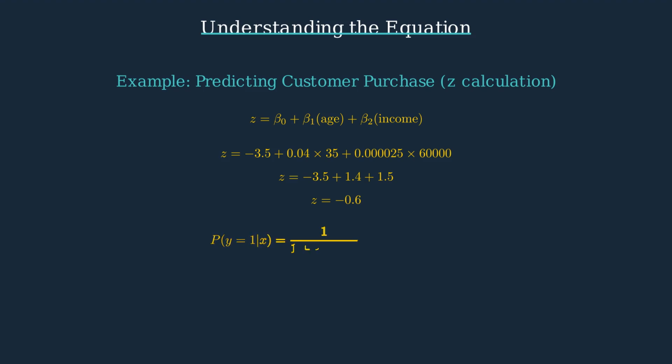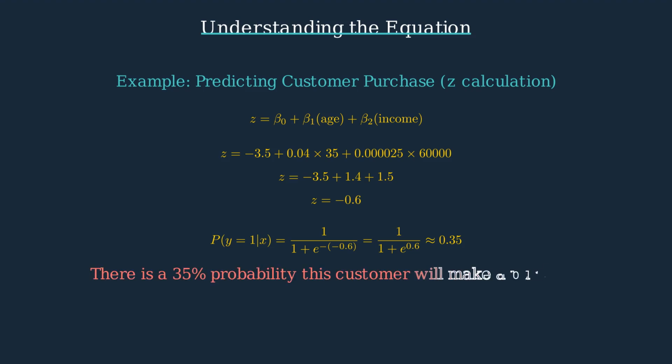-0.6. Now we can plug this z value into the sigmoid function. We get 1 divided by 1 plus e to the power of 0.6, which is approximately 0.35. This means there is approximately a 35% probability that this customer will make a purchase.